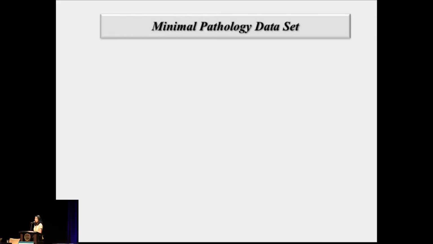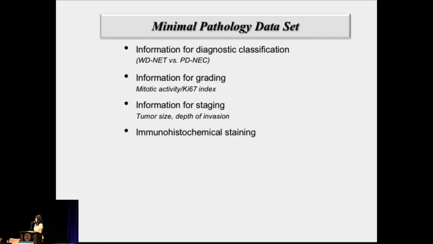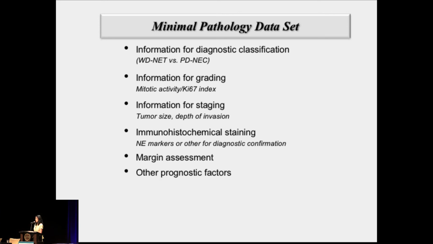So for this, we have established a minimal pathology data set to diagnose these tumors. As a pathologist, we need to provide information for classification, as mentioned again, well-differentiated versus poorly differentiated. And we need to provide grade information by mitotic activity and the Ki-67 index. And we need to provide the tumor stage, particularly in surgically resected tumors. And immunohistochemistry is required for the minimal diagnosis of neuroendocrine tumor, by chromogranin or synaptophysin. And margins, obviously, in the resection specimen are critical. And we also need to provide other evolving factors which can indicate diagnosis and prognosis.